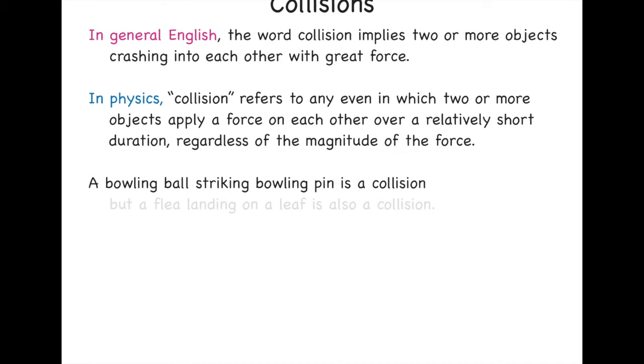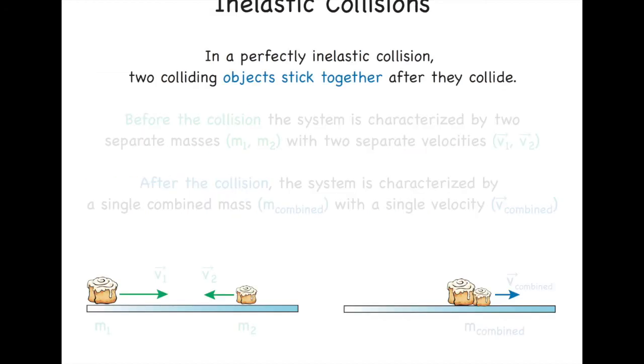So a bowling ball striking a bowling pin constitutes a collision, but so does a flea landing on a leaf, right? Even though the magnitude of the force is very small, we can still treat the action of a flea landing on a leaf as a collision and use the same mathematics. Okay, so let's take a look at inelastic collisions.